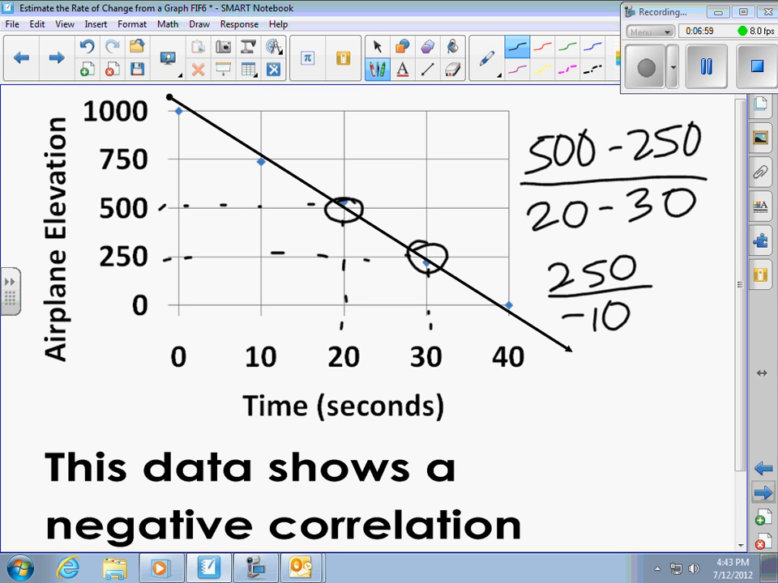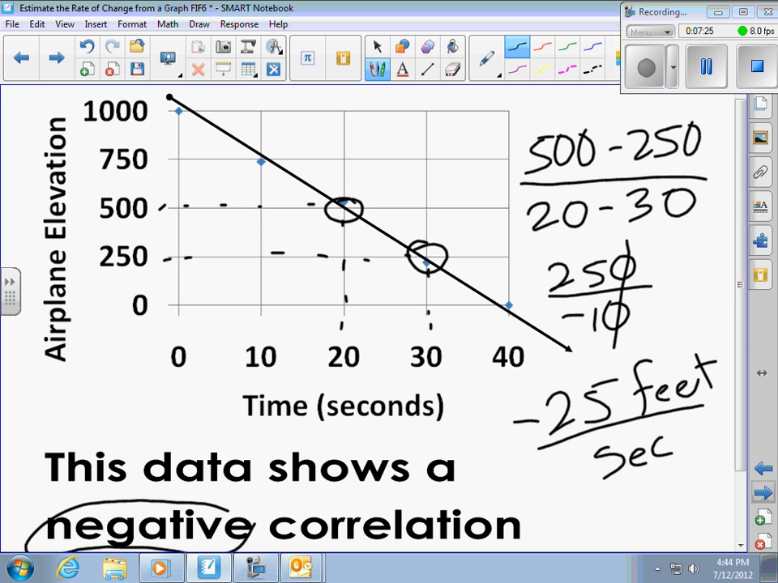So if we go ahead and, the zeros represent times 10. 10 divided by 10 is 1. So that comes out to be negative 25 feet per second. So that is a negative rate. It's getting lower as the time goes on. So that estimated rate of change is about down 25 feet every second.